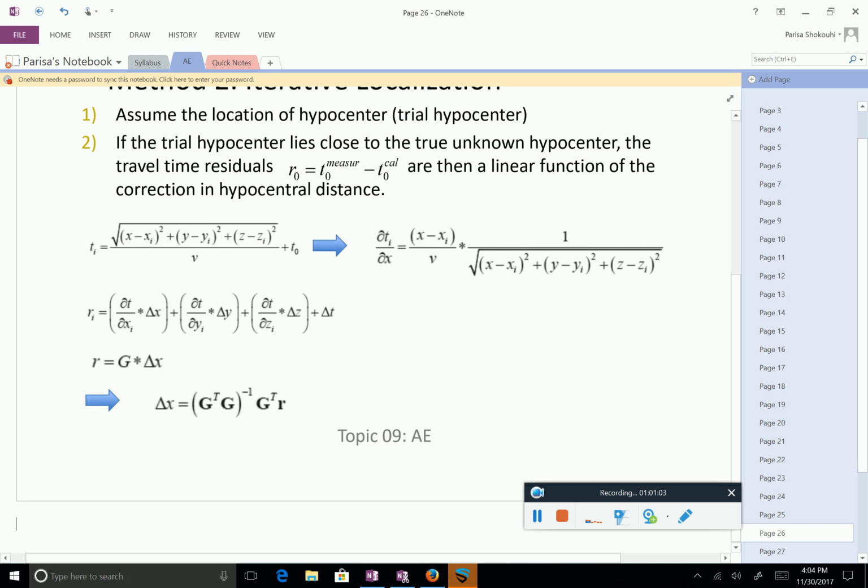And you can see how it works. So G is the matrix of all these partial derivatives, basically. And this is basically written in the matrix form. This is clear? Yes?